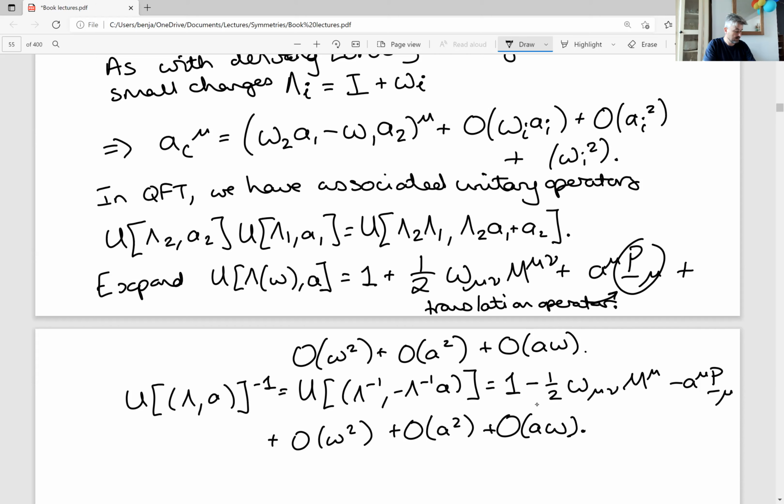I think we have actually run out of time now. So we will finish this off at the start of the next lecture, where we're almost there. We've just got a bit more algebra to do, and the Poincare Lie algebra will pop out. In fact, as part of that, the Lorentz algebra will pop out as well.